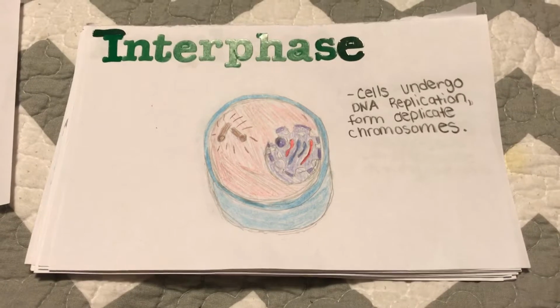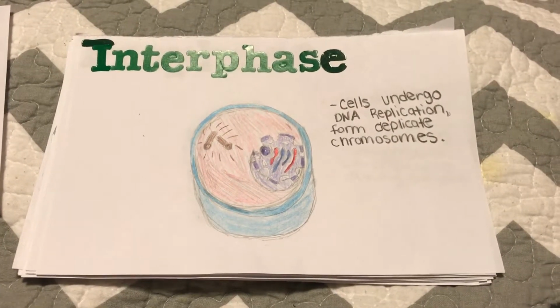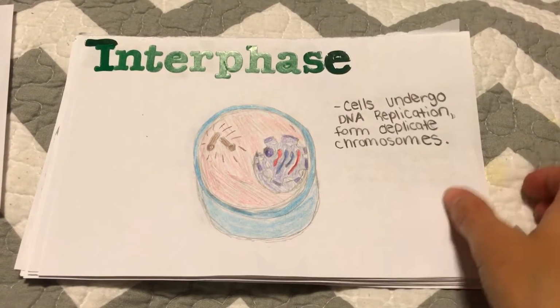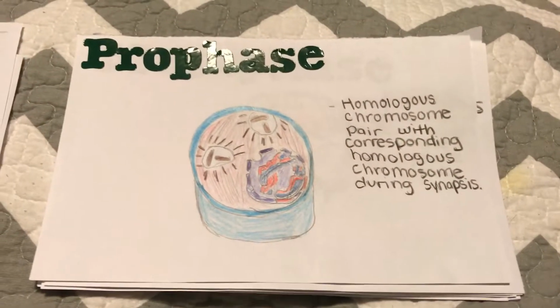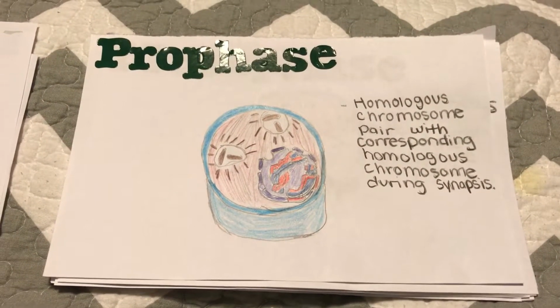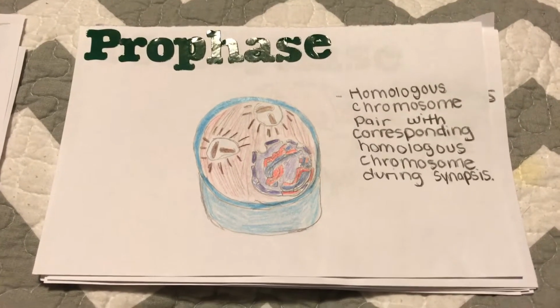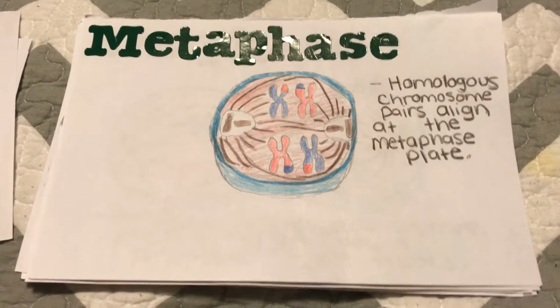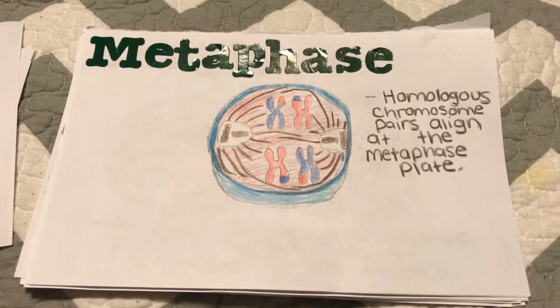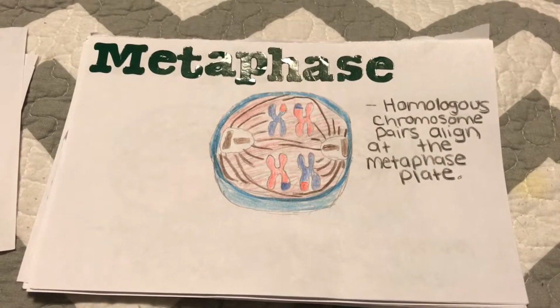Interphase. Cells undergo DNA replication and form duplicate chromosomes. Prophase. Homologous chromosomes pair with the corresponding homologous chromosome during synapsis. Metaphase. Homologous chromosome pairs align at the metaphase plate.